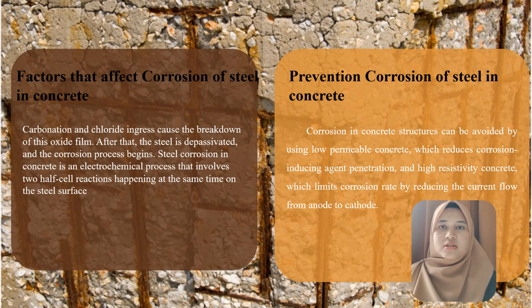Next, the prevention of corrosion of steel in concrete. Corrosion in concrete structures can be avoided by using low permeable concrete, which reduces corrosion-inducing agent penetration, and high resistivity concrete, which limits corrosion rate by reducing the current flow from anode to cathode.